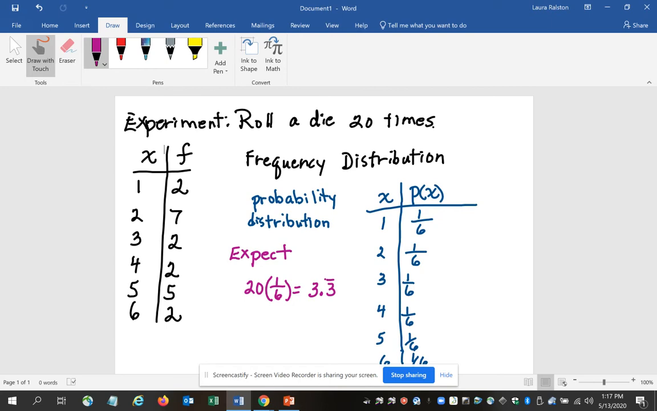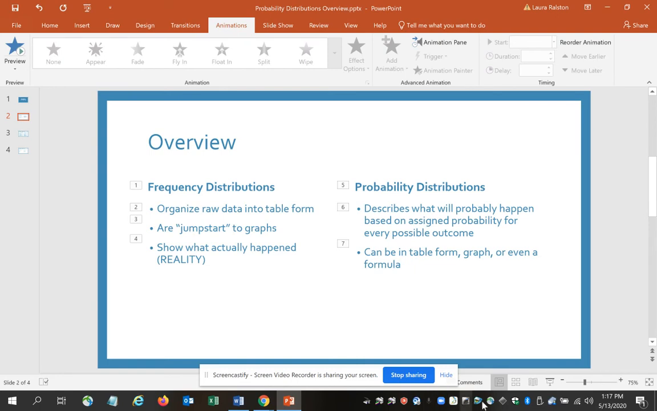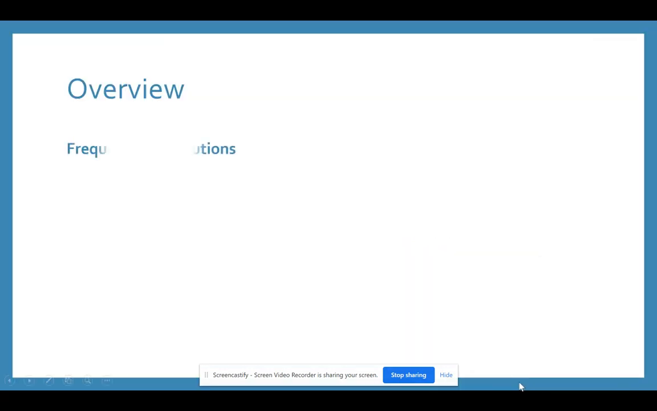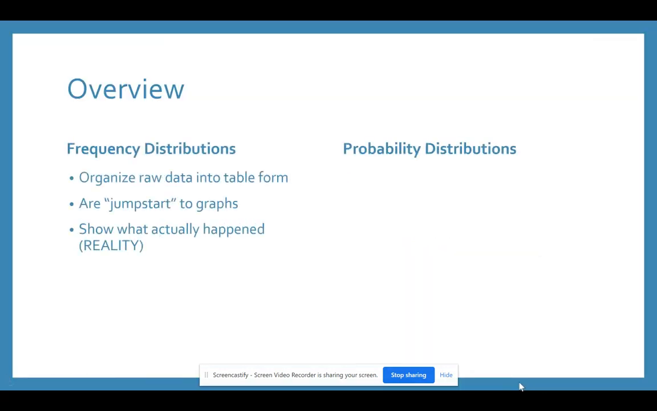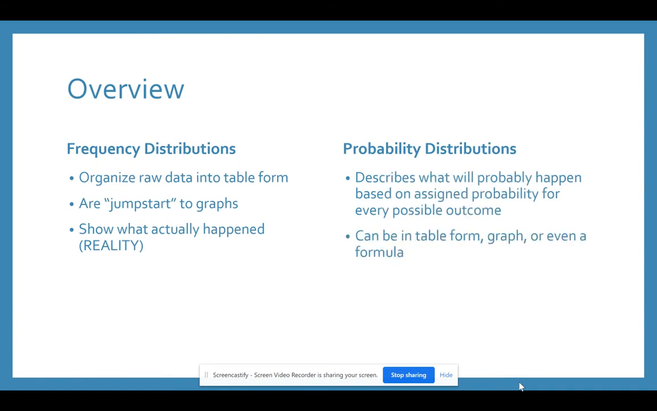And so the probability distribution gives us that sense of what should happen in theory if everything works the way that it's supposed to. Now, we know in the real world that things don't always work exactly like they're supposed to. And so we have to take that into consideration. And again, a probability distribution can be written as a table, as I just showed you. It can also be a graph, and we can even use a formula.